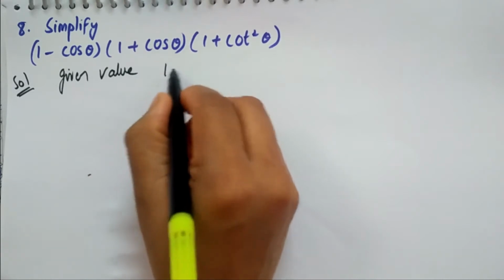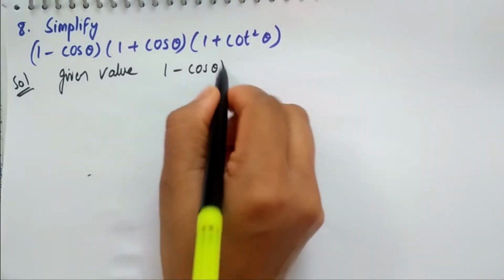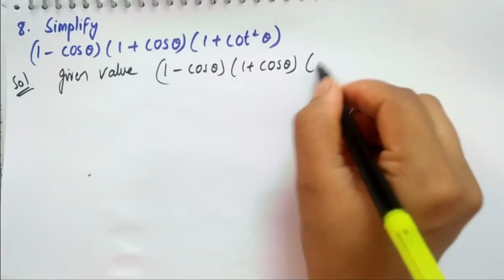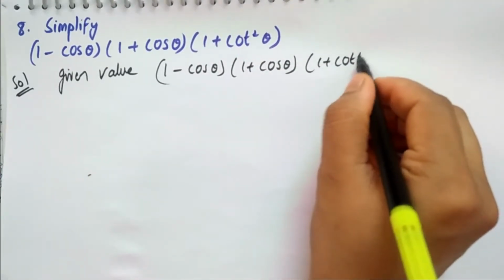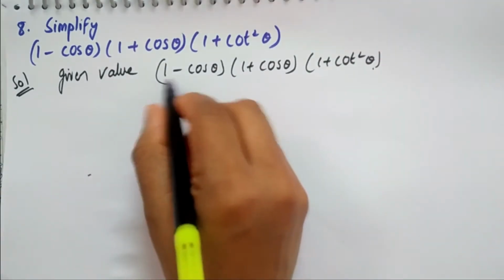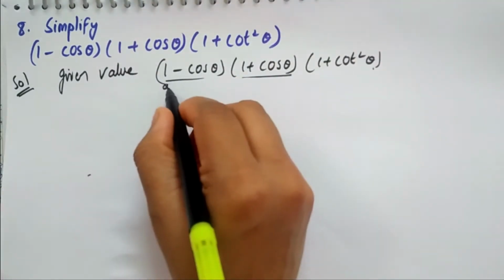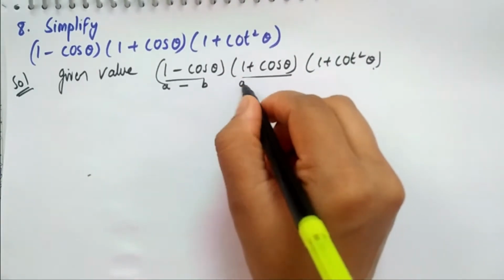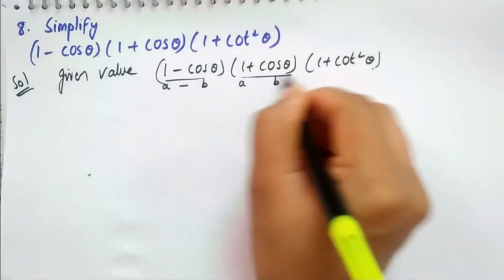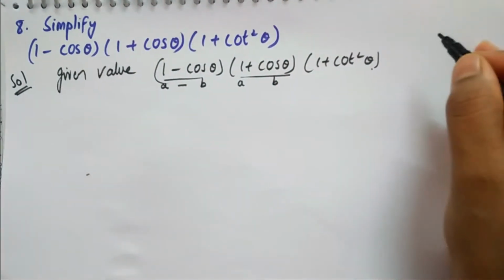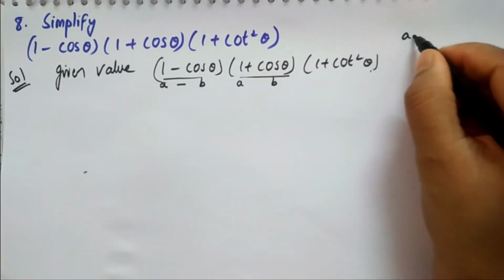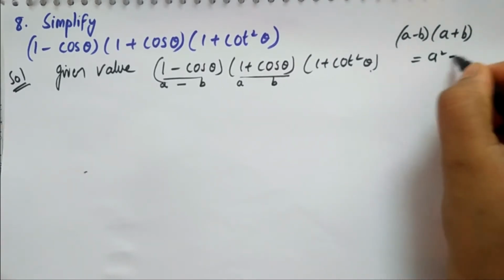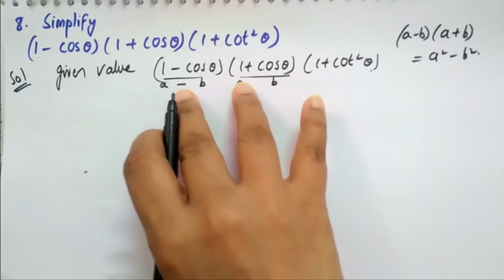What is the given value? 1 minus cos theta into 1 plus cos theta into 1 plus cot square theta, right? Now let's see what the common thing is here. We can take 1 as A and cos theta as B. Here it is A and B, right? The same thing. What is the identity which pertains to this? a minus b into a plus b is equals to a square minus b square.